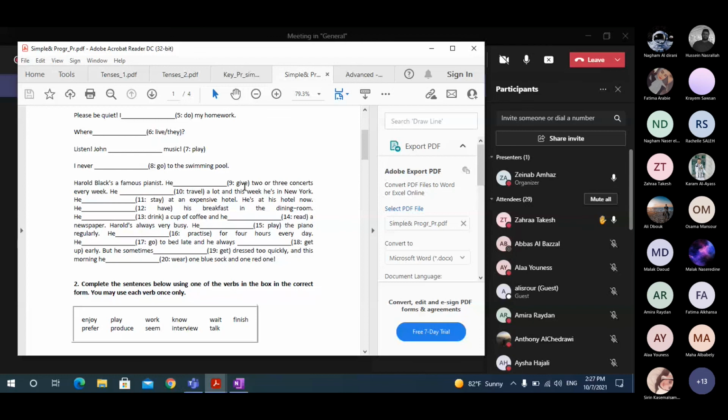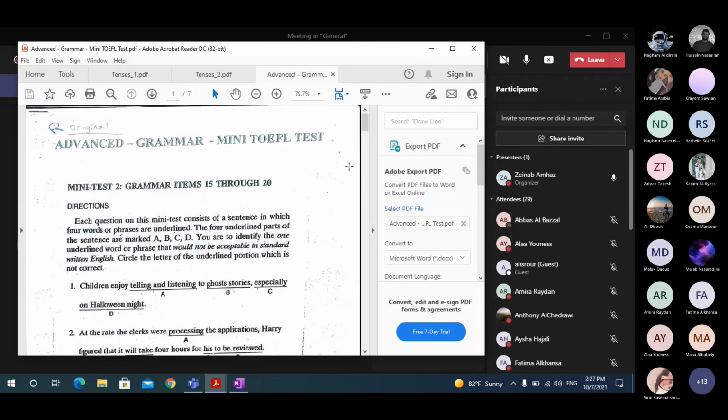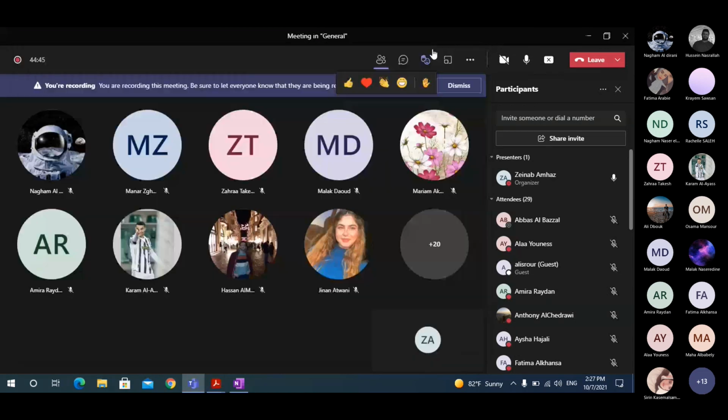Yeah. So we're done with this one. I will send you the other exercises, as quick as possible. Okay. We'll go to other tenses, not this one, of course. Now we'll move to past and the future tenses.